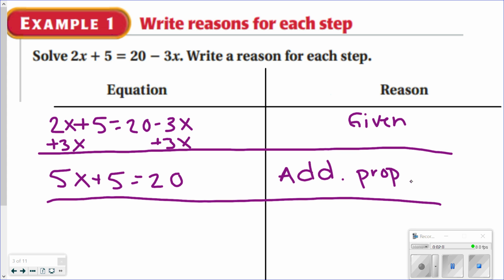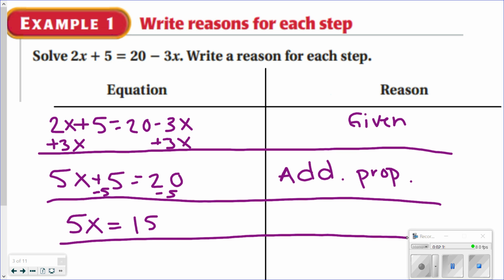Next, if I were to try to solve for x, I would subtract 5 from each side. So 5x is equal to 15. So what property would that be? Well, subtraction. I'm subtracting. So I'm just going to put subtract property.